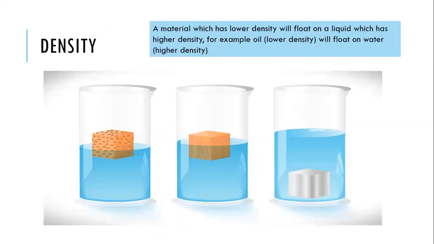So when we look at some materials, we can also compare the densities of particles like this. A material which has lower density will float on a liquid which has higher density. For example, oil, lower density, will float on water. I'm not going to confuse you by giving these two examples together. I just want to give you the first one.